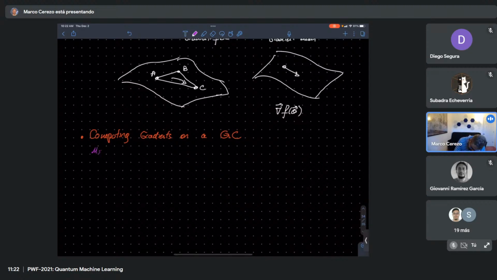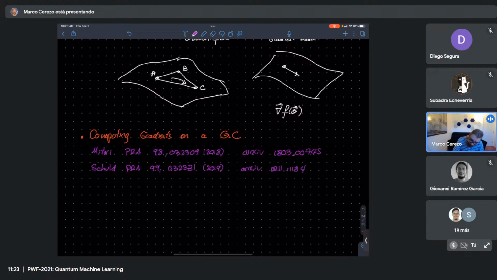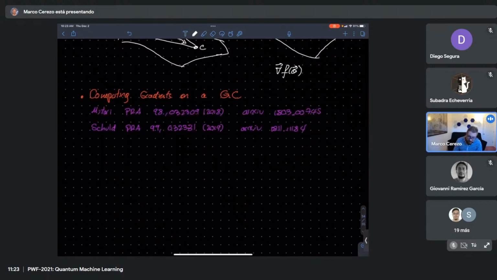So I'm going to give you two extremely important references. Farhi, PRA 98, 032309, 2018. This is on the arXiv 1803.00745, and Schuld, PRA 99, 032331, 2019. This is on arXiv 1811.11184. And what those two papers show is that we can exactly compute the gradients in our cost function.